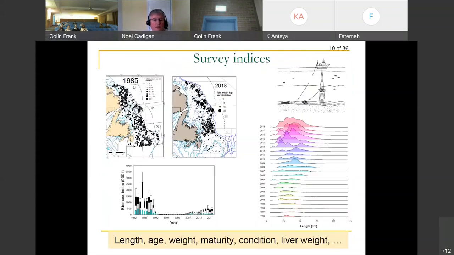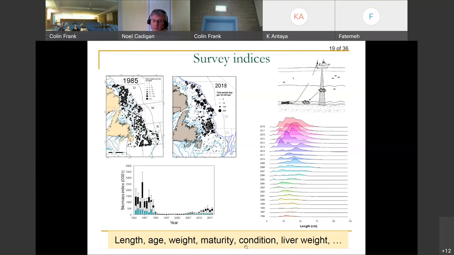And I have just some slides to illustrate. Maybe most of you are familiar with the offshore bottom trawl surveys, but they're done annually via a stratified random sampling design. So there are spatial catches that are aggregated somehow to produce what's called biomass indices, and they produce abundance indices, like numbers for stock numbers as well.